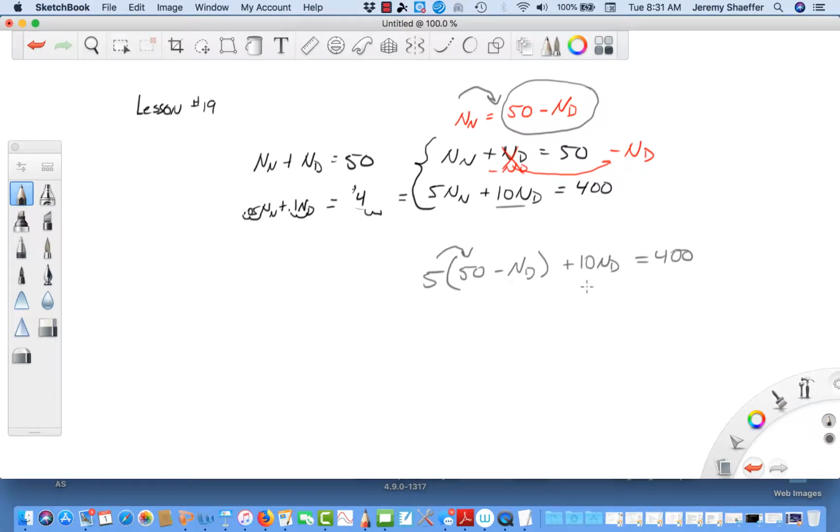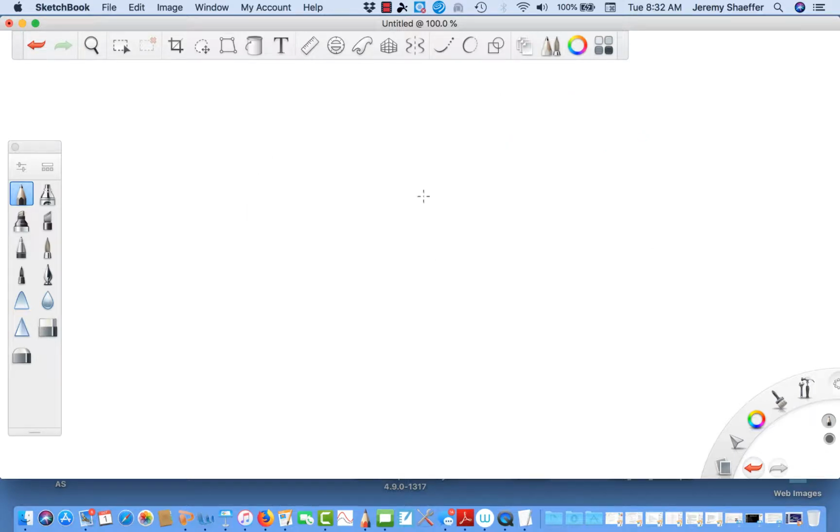Again, from here we're just solving for number of dimes and so on. So we're using the distributive property. We're saying 250 minus 5 number of dimes plus 10 number of dimes equals 400. We're getting number of dimes together, so literally we have 250 plus 5 number of dimes equals 400. We're moving this 250 over there and you can solve. I understand you know how to do that, but I just wanted to show you that this is just another version of an elimination or substitution problem. Let's look at 19.2.